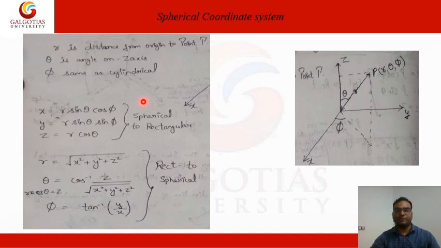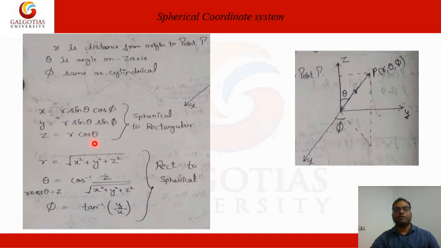As we all know, x, y, z are the coordinates of rectangular. When we have the values of r, theta and phi, we can easily convert these terms into the x coordinate by using this: x is equal to r sin theta cos phi, then y is equal to r sin theta sin phi, and z is r cos theta.